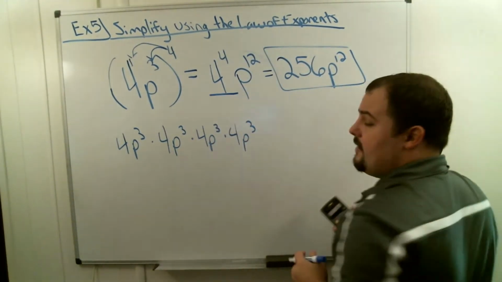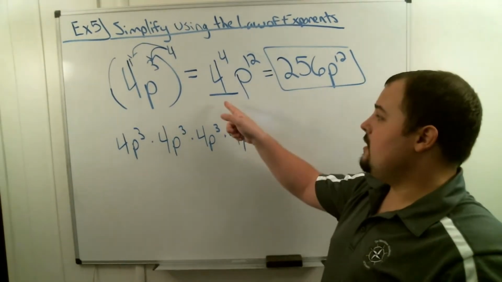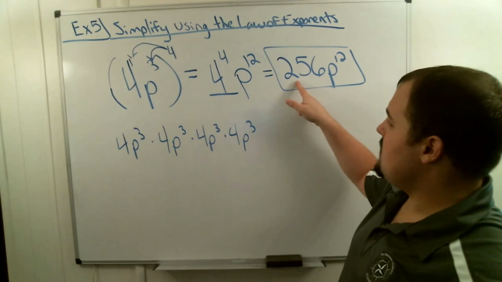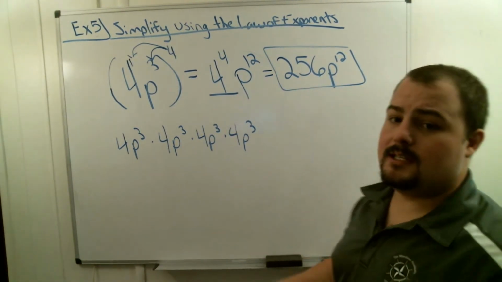Again, you don't want to have a number that has an exponent. If you can solve it, go ahead and solve it. I figured out that 4 to the fourth power is 256, and I know that this is multiplying by that, so it's 256 times p to the 12th.